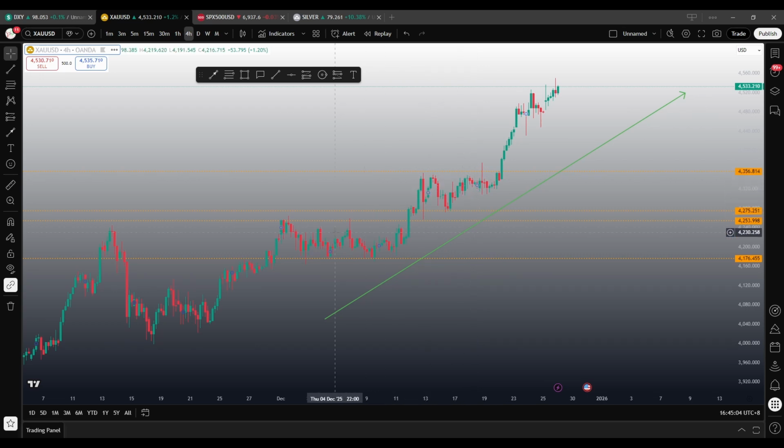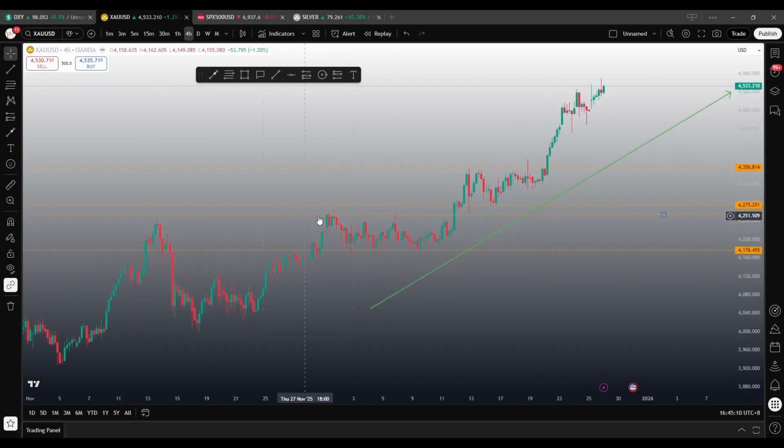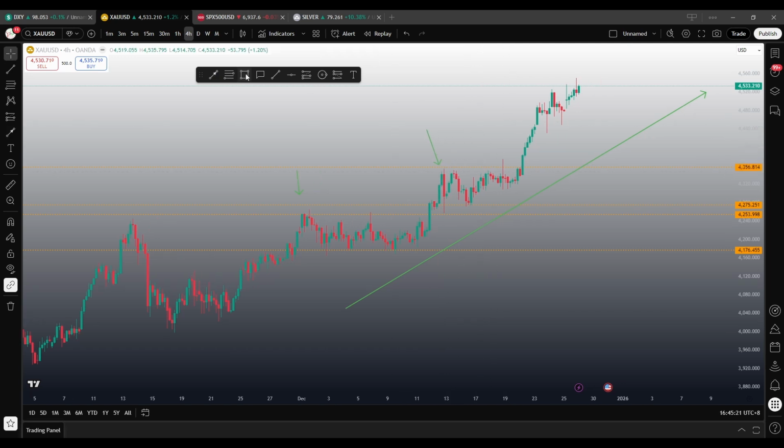As you can see right here on the higher time frame, which is the 4 hours, I've identified the highs right here and the lows. So based on this arrow right here, this is the high, this is another high, and this is the most recent high that gold broke out of. So these are the higher highs. So what is the higher low? Very simple.